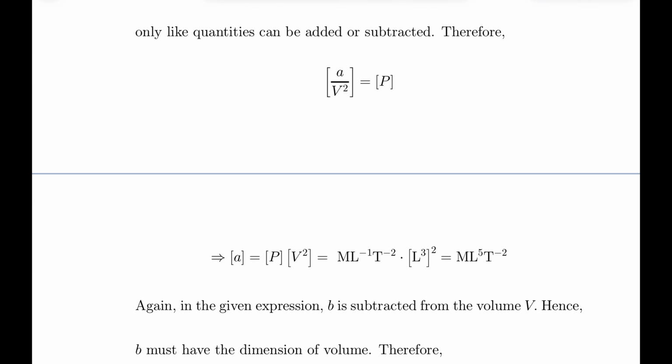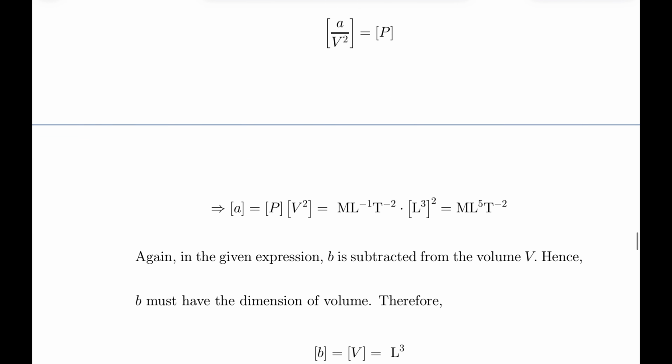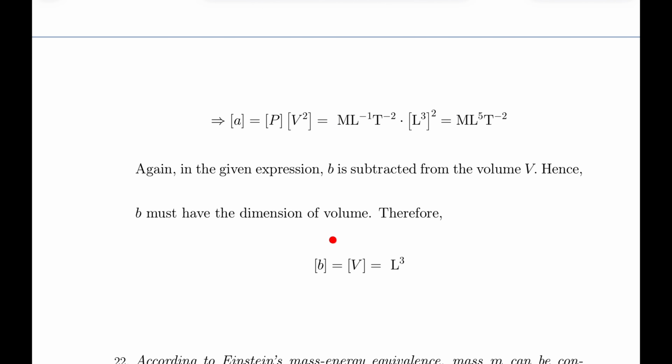Again, in the given question, we are subtracting B from V. V is the volume, and we are subtracting B from V, and therefore B must have the dimension of volume. Therefore, the dimension of B is the same as the dimension of V, and this is L cube. So A has dimension M L to the power 5 T to the power minus 2, and B has dimension L cube. Clear?